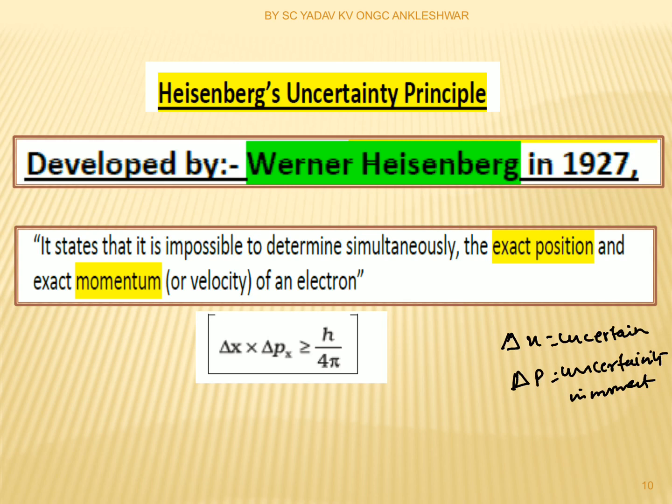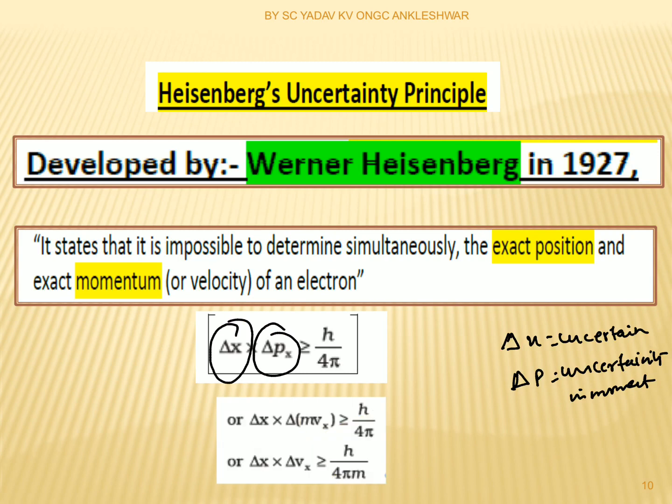So what did he say? What was the mathematical expression? The product of uncertainty in position and the momentum is always greater than or equal to h by 4 pi. Just remember, in Bohr's model, the angular momentum is equal to integral multiple of h by 2 pi. But here the product of uncertainty in position and uncertainty in momentum is greater than or equal to h by 4 pi. And now you know that momentum is equal to mass into velocity.